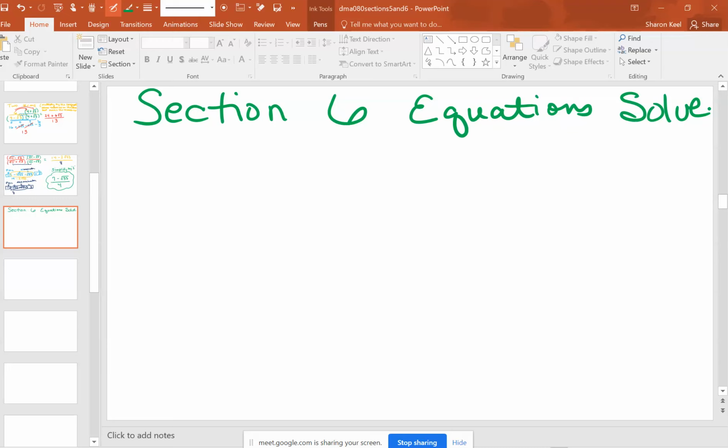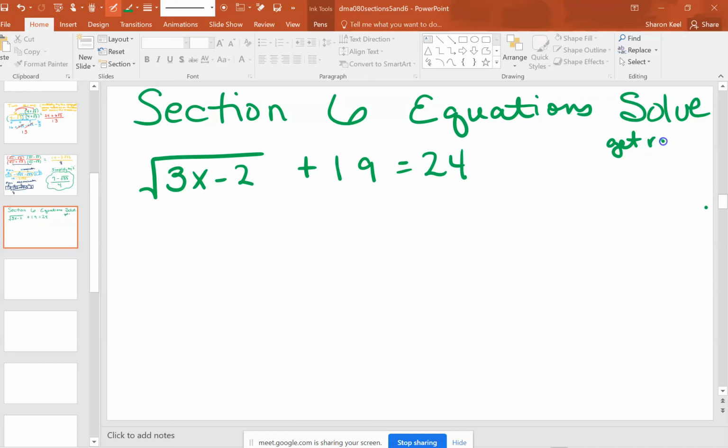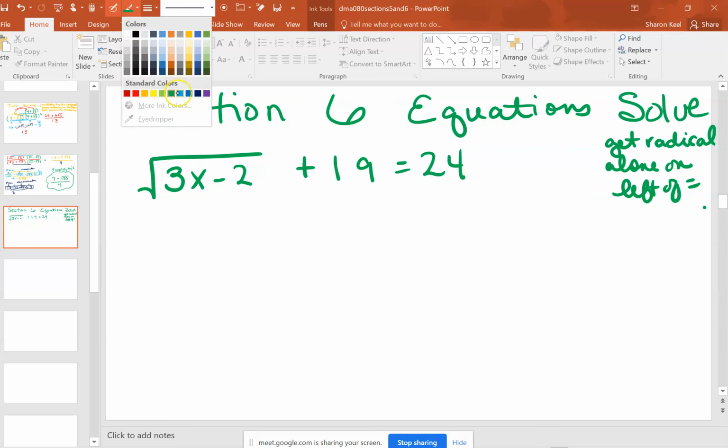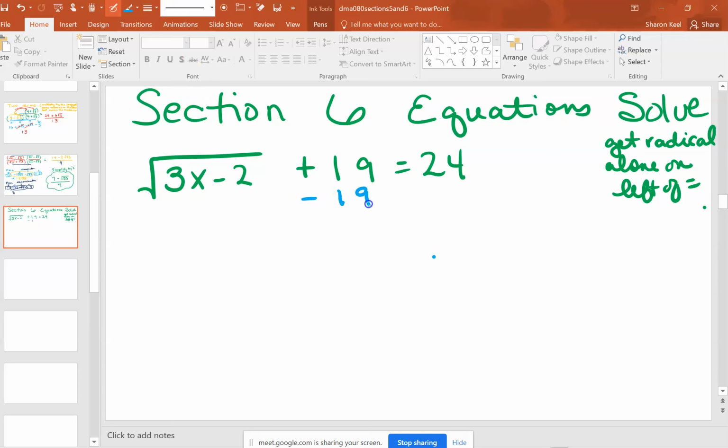Let's say we have the square root of 3x minus 2, plus 19 equals 24. I'm going to make note here, get radical alone on the left of equals. In order to get the radical by itself, we're going to subtract 19 to move it to the other side. So the 19 is going to move. Then we have that 3x minus 2 under the radical, and 24 minus 19 is going to give us 5.